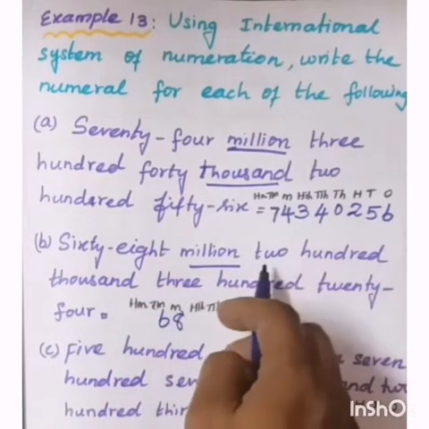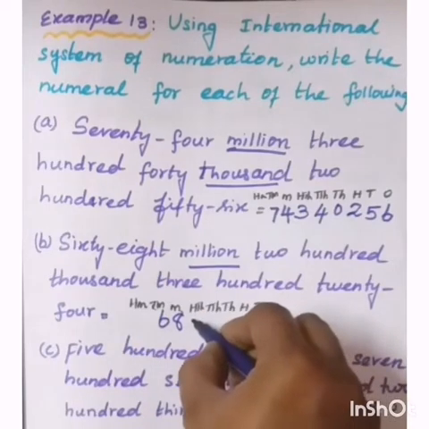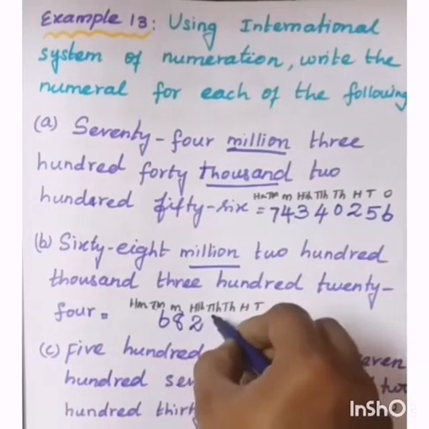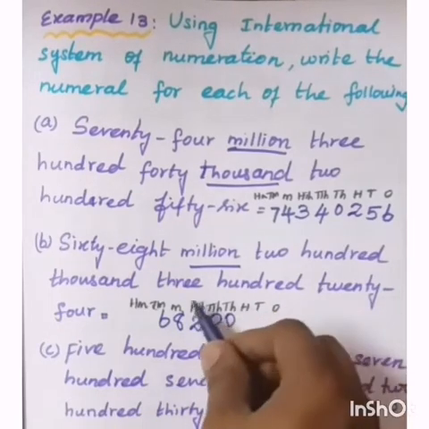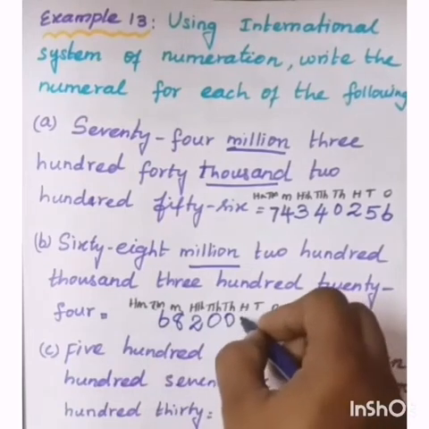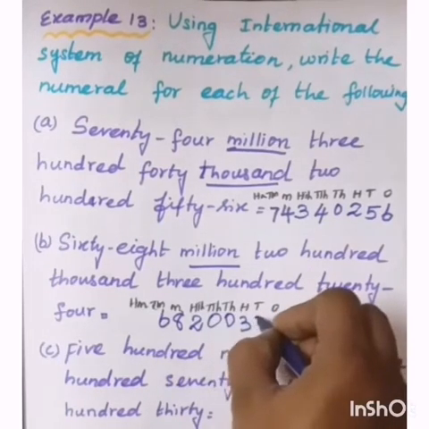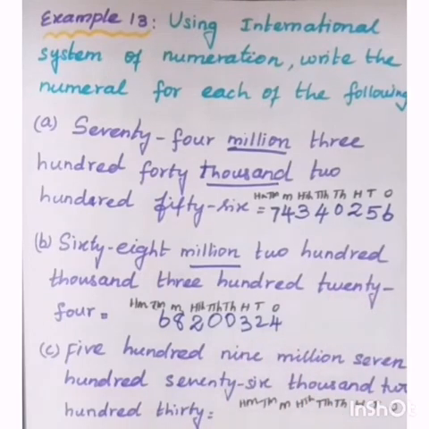Next one, 200,000. So 200, 2 in the hundred thousand place. 200,000. Next, 324. Is it clear? Shall we move on to the next sum?